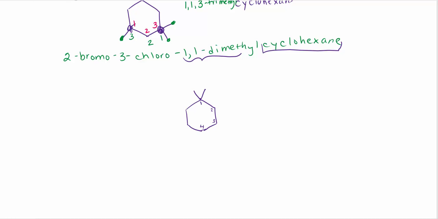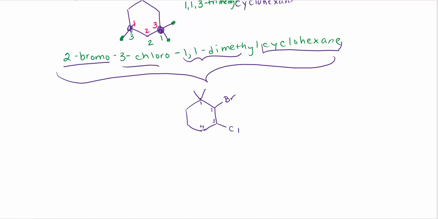1,1-dimethyl. So that means I have 2 methyl groups on carbon 1. 2 gets a bromo. That's bromine. 3 gets a chloro. So I put a chlorine there. So all of this becomes this structure.